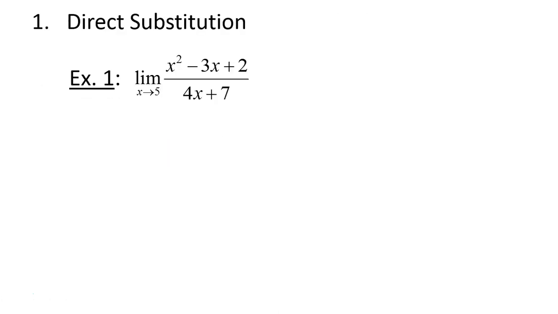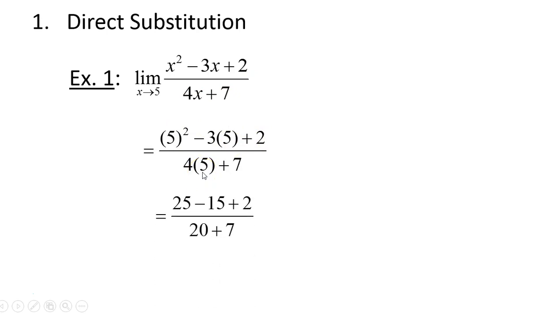Now, to do those, your first line of defense, your go-to guy here is direct substitution. When I'm given something like this, a limit as x approaches 5, x squared minus 3x plus 2 over 4x plus 7, the first thing I want to do is substitute. I want to plug in. So x squared is 5 squared minus 3 times 5, plus your 2. 4x plus 7 becomes 4 times 5 plus 7. Plug in, multiply, do what you do, order of operations.